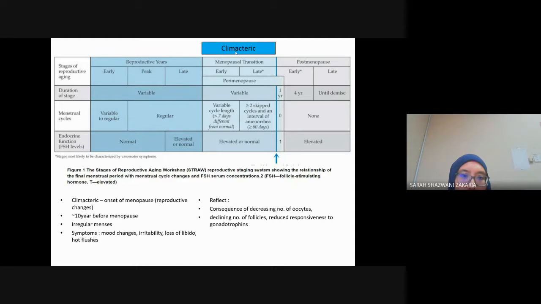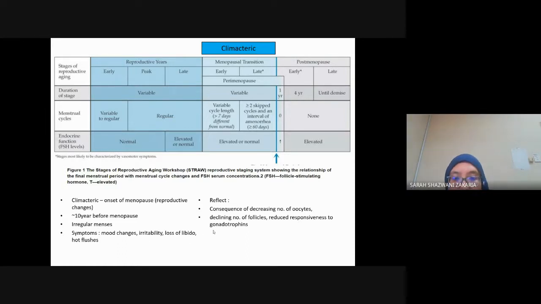Climacteric. So the term is climacteric, or the onset of menopause, plus minus 10 years before menopause. It's too long, I think it's 5 years. Irregular menses, and then these are the symptoms: mood changes, irritability, loss of libido, hot flushes. This is all about the hormonal fluctuation.